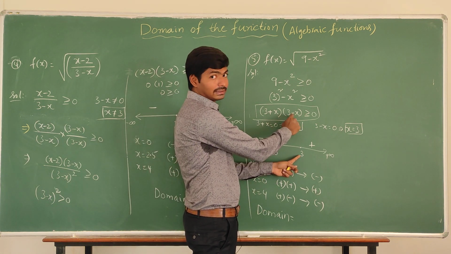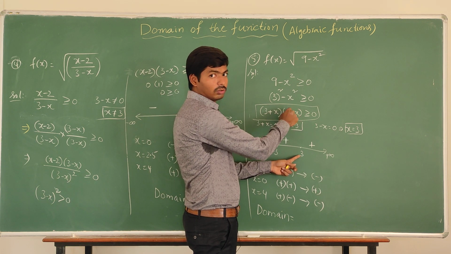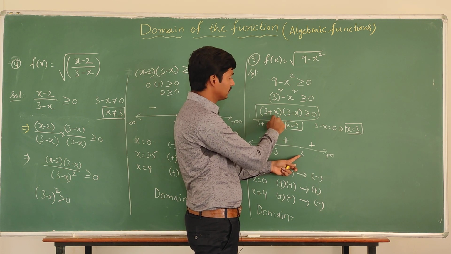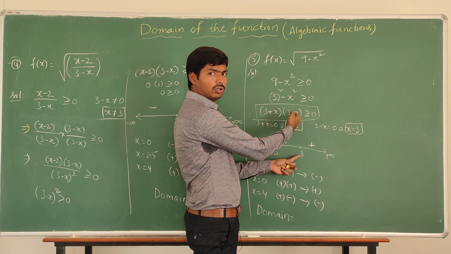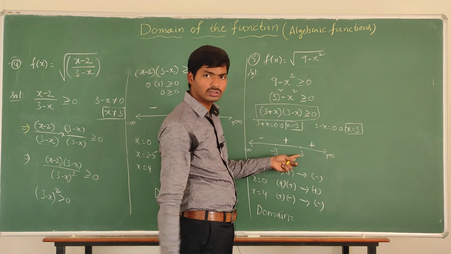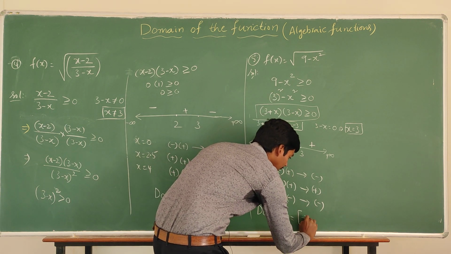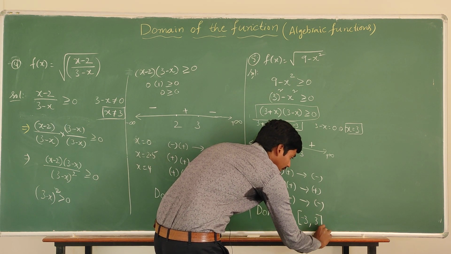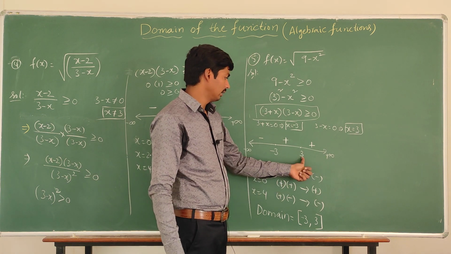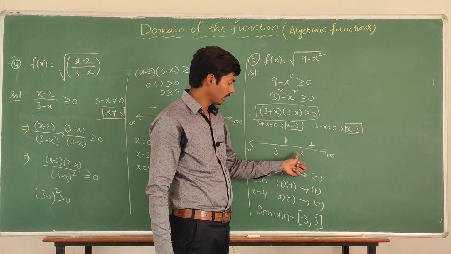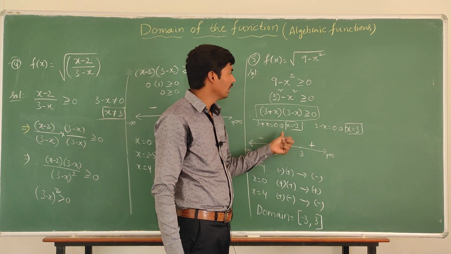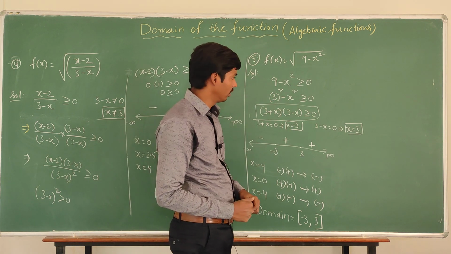And plus 3: if I substitute plus 3, 3 minus 3 is 0, 0 into something, 3 plus 3, 6, and 6 into 0 is 0. 0 is greater than or equal to 0. Yes. So I will include minus 3 and 3. So for the interval from minus 3 to 3 containing all the real values, my function can be defined.